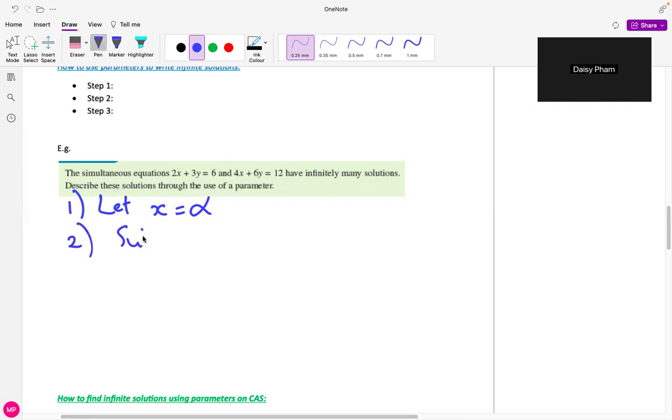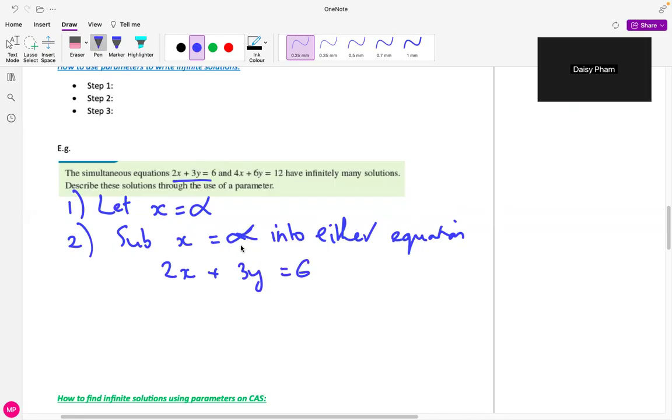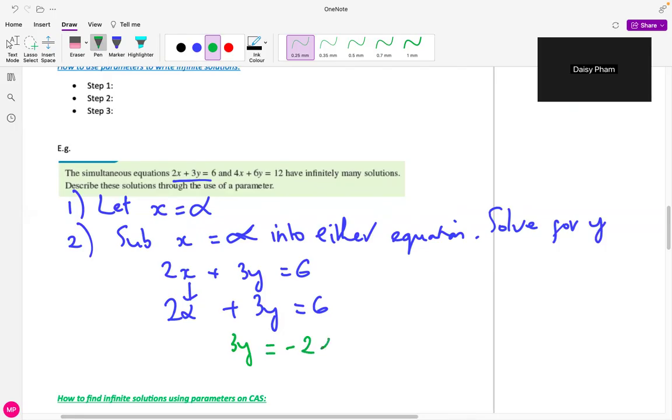Then step 2 is you're going to substitute x equals alpha into either equation. You can sub into here or here, you will end up having the same answer, okay? Just one equation is enough. I'm going to pick the first one. So my equation is 2x plus 3y equals 6. Now x equals alpha, so I'm going to substitute alpha in here. So I have 2 alpha plus 3y equals 6. And then from here, I'm going to solve for y. So I move the 2 alpha over. So I have 3y equals negative 2 alpha plus 6.